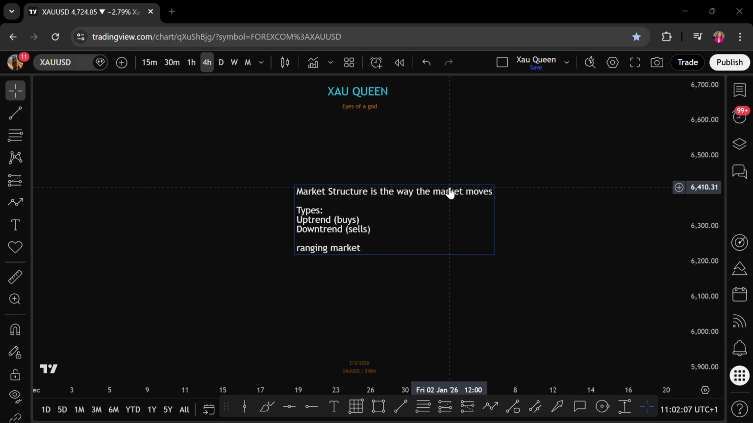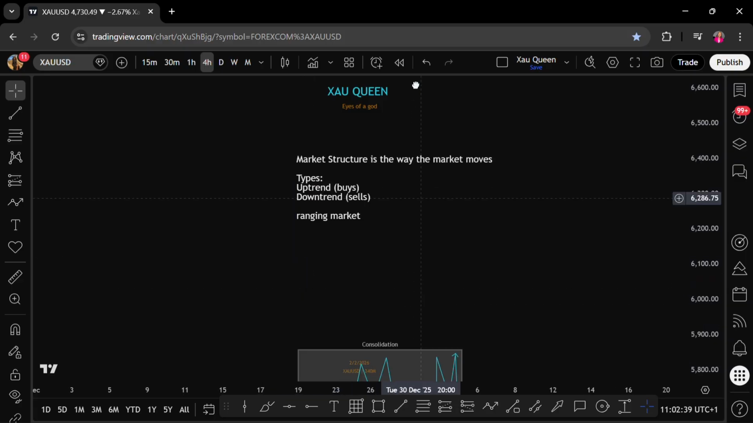When the market is trending to the upside, we are looking for buys. And when the market is trending to the downside, we are looking for sells. And in a ranging market, we stay out of it because this is where most traders lose their money. So once the market is ranging, we stay out of the market. But once we have this trending market, the uptrend and the downtrend, we can either buy or sell.